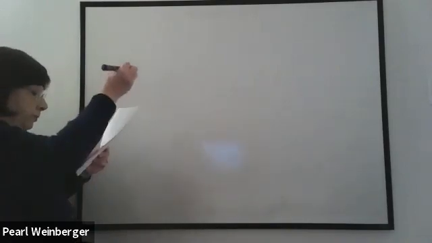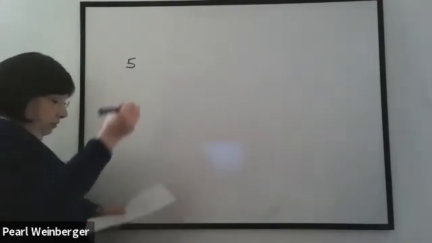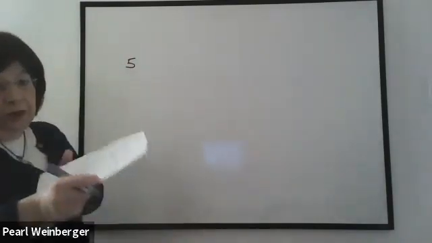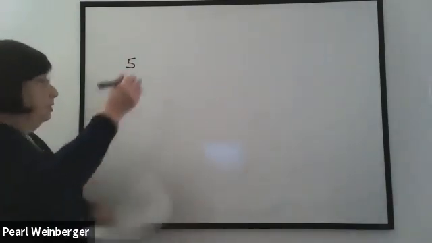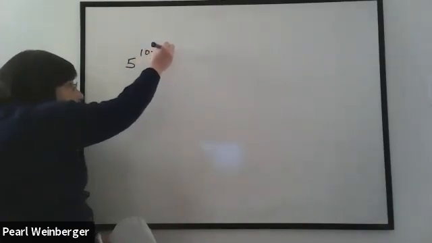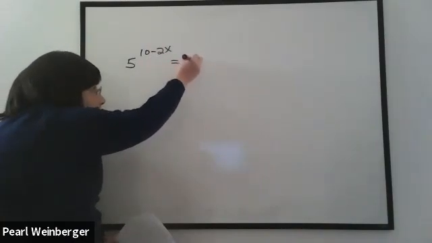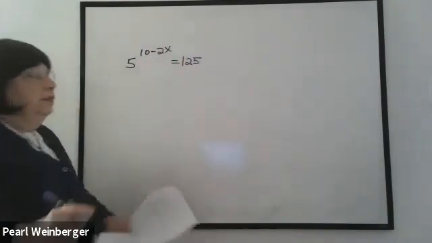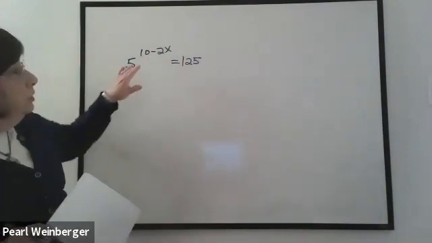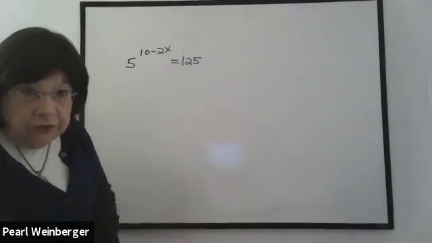I'm going to do 2 different problems. First, we're going to do this problem. These are both on the practice sheet that I sent you. 5 to the 10 minus 2x equals 125. This is called an exponential equation because our variable is in the exponent.